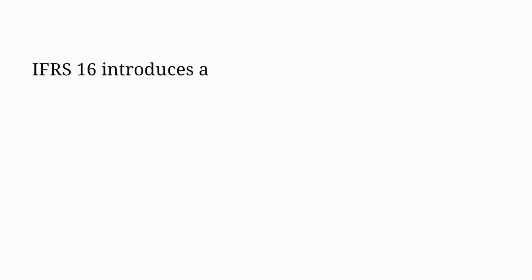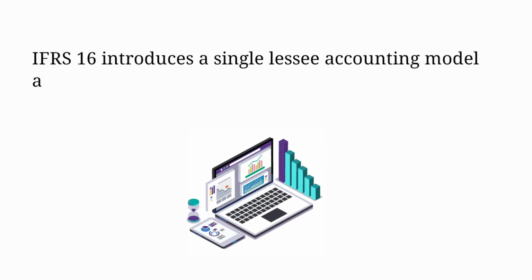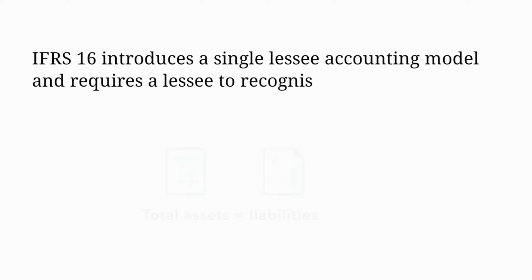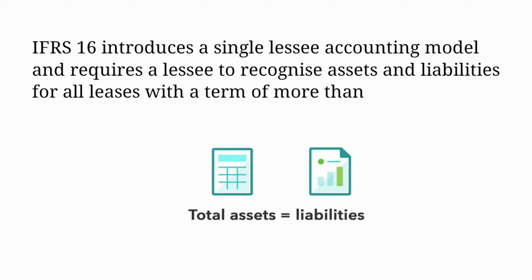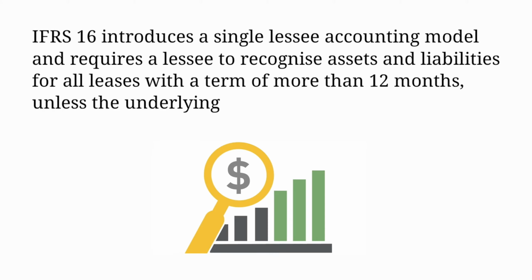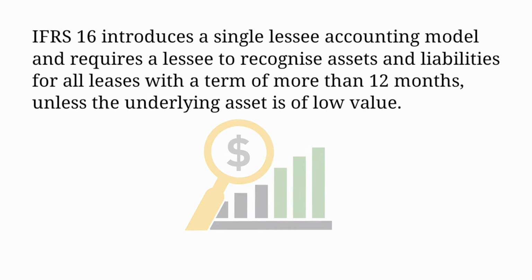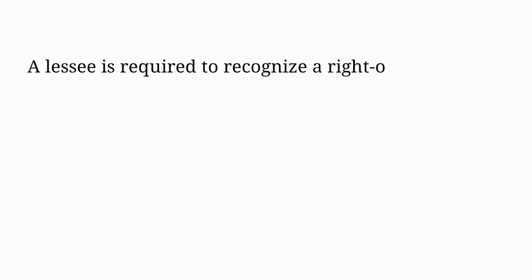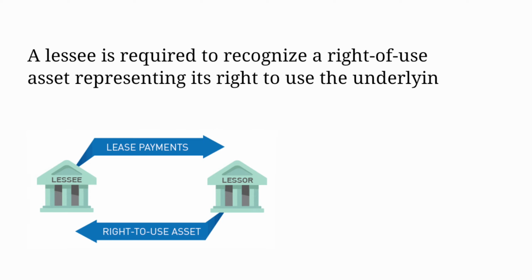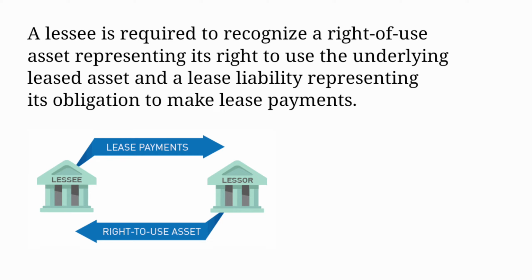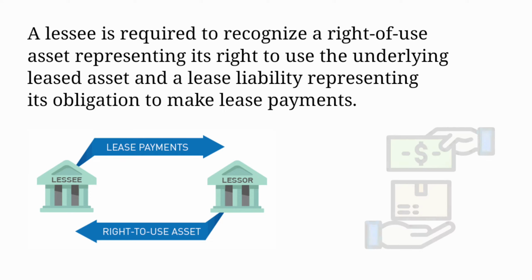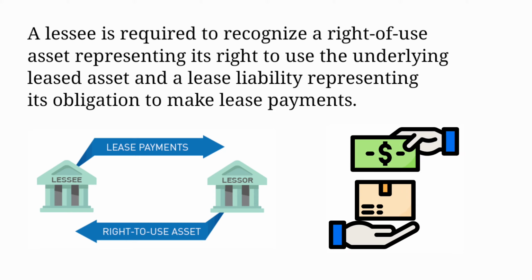IFRS 16 introduced a single lessee accounting model and requires a lessee to recognize assets and liabilities for all the leases with a term of more than 12 months unless the underlying asset is of low value. A lessee is required to recognize a right-of-use asset representing its right to use the underlying leased asset and a lease liability representing its obligation to make lease payments.